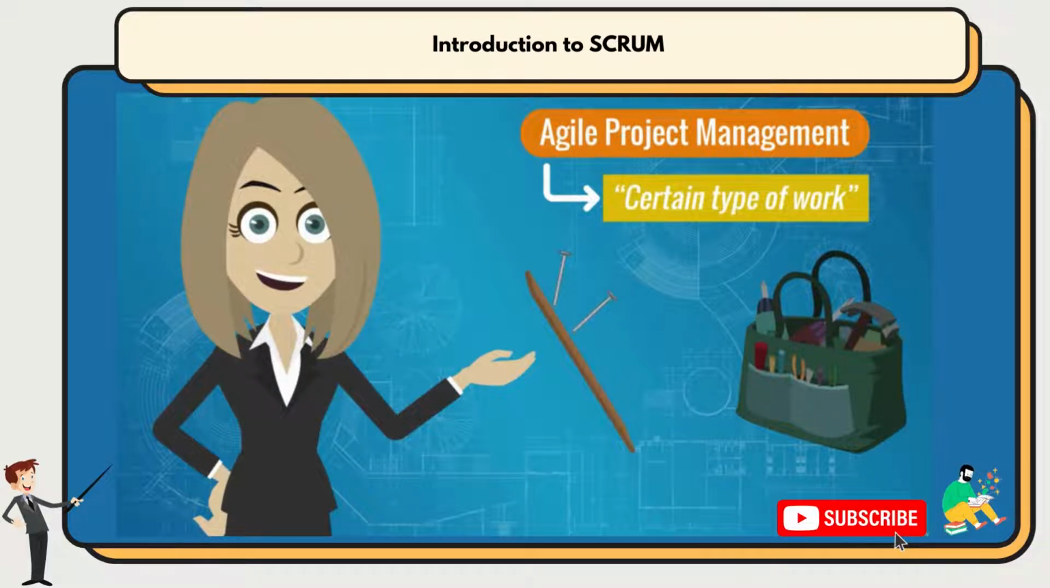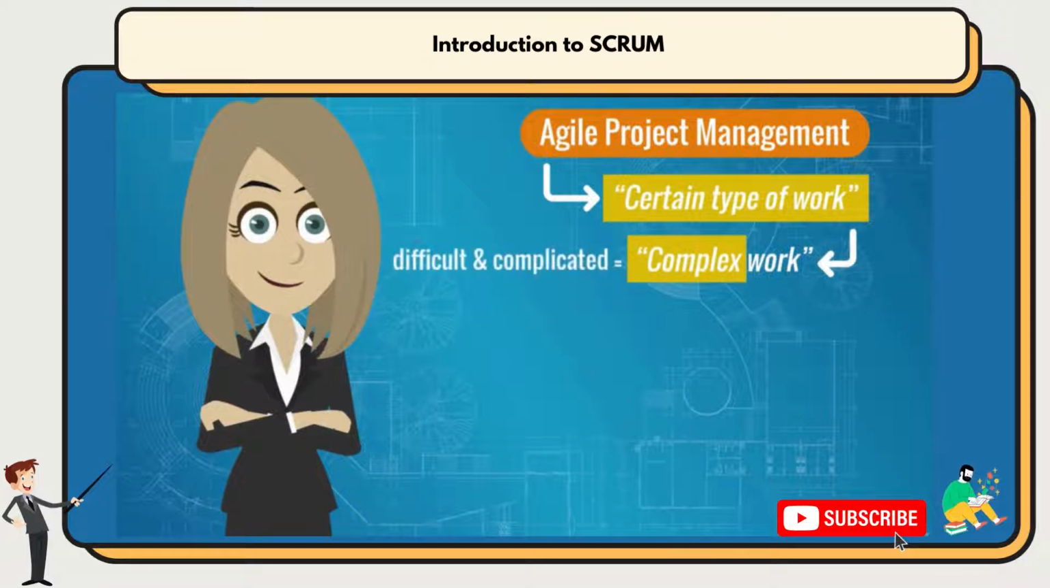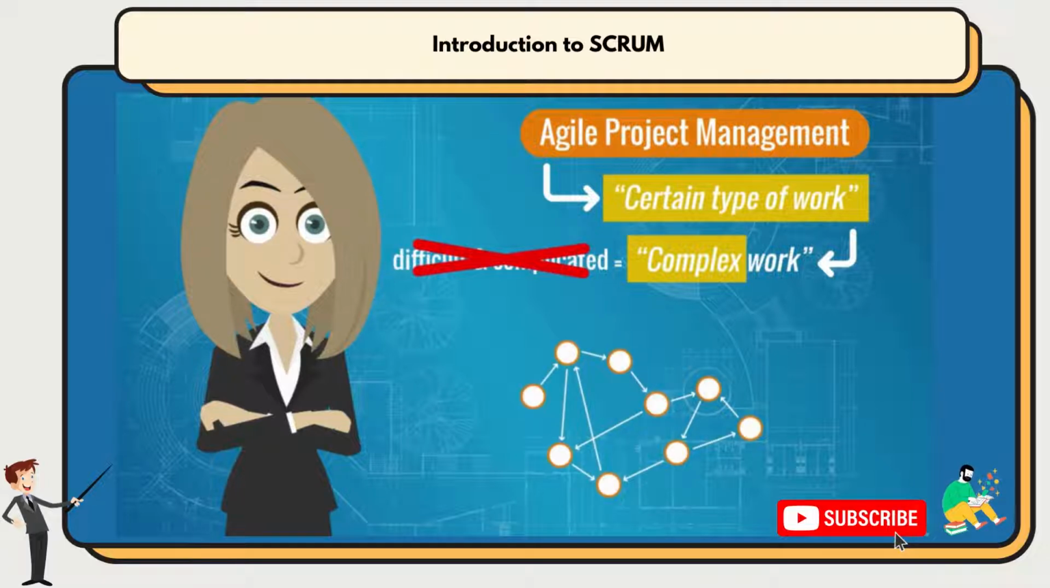If you need to drive nails into a piece of wood, you would probably go for a hammer and not a screwdriver. You get it. So back to the point. Agile methodologies are considered particularly useful for complex work. And note that complex should not be confused with something just difficult or complicated. Instead, it intends work that involves many interrelated factors and many unknowns at the same time.